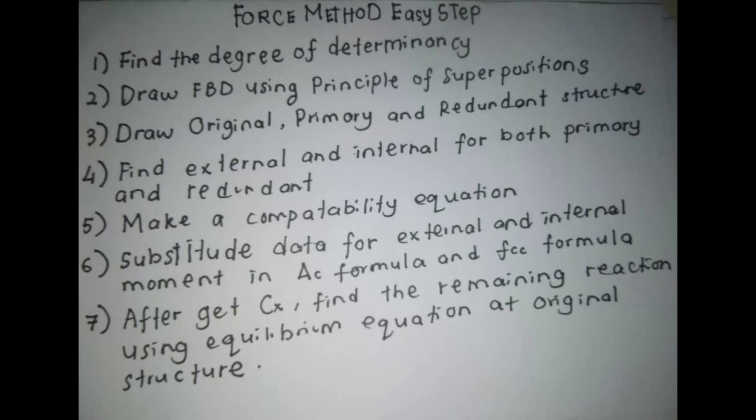For the redundant structure, we apply a virtual load where we use 1 unit load at point C. And number 5, we make a compatibility equation, which is 0 equal to delta C plus Cx times FCC. And number 6, we substitute data for external and internal moment in the delta C formula and FCC formula. Okay, and after we calculate and substitute data into the compatibility equation, we can get Cx. After we get Cx, we find the remaining reactions using the equilibrium equation at the original structure.